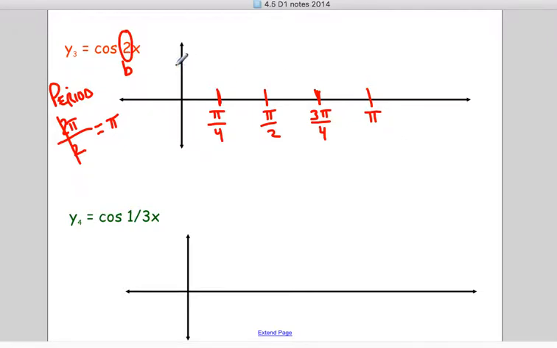Okay, and then cosine, the amplitude is still a 1, so it's going to go up 1 and down to -1. Cosine always starts up high at 1 and it always ends up high at 1. Halfway in the middle is where it dips down, and then it has to cross through 0 to get down to here, and it has to cross through 0 to get up to here, and then connect your dots.